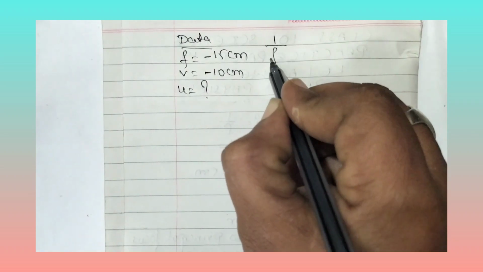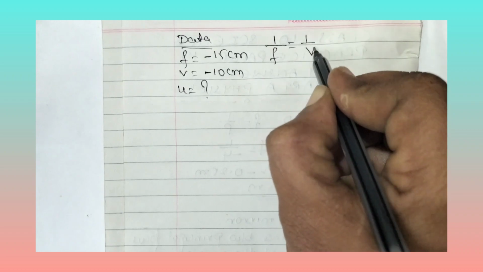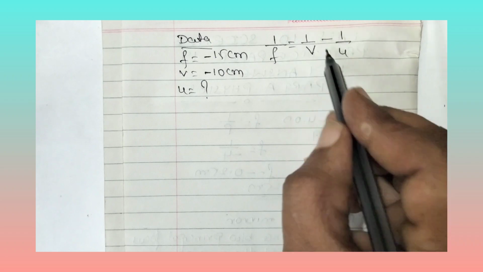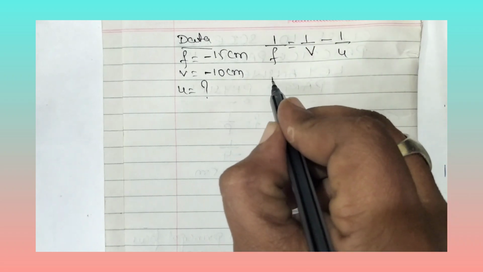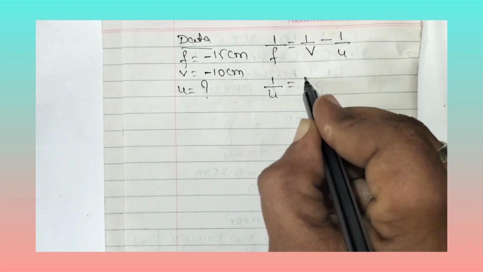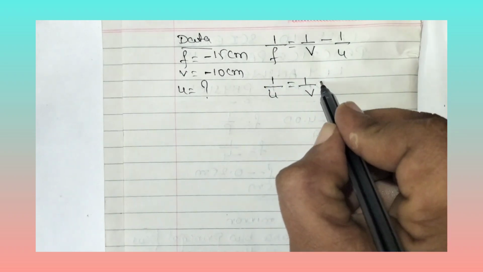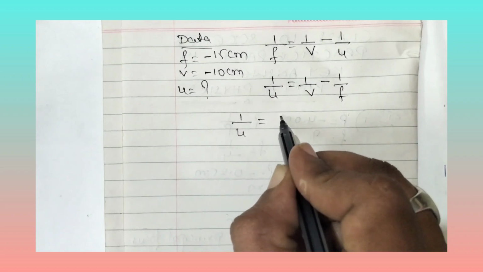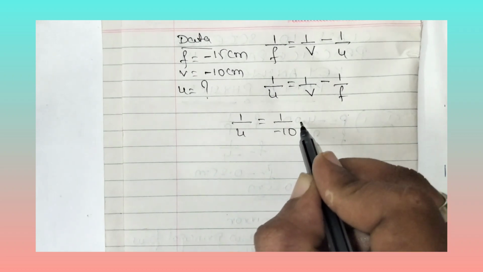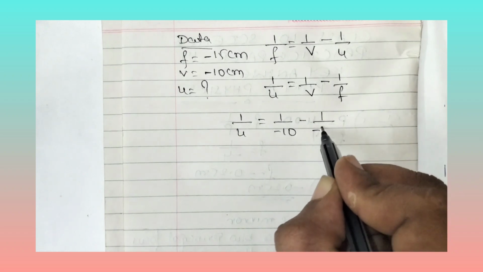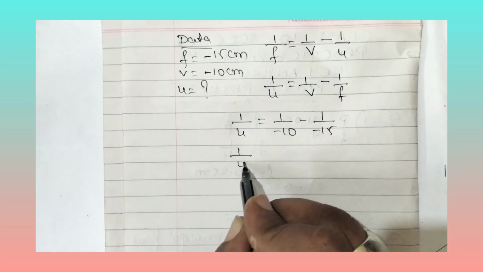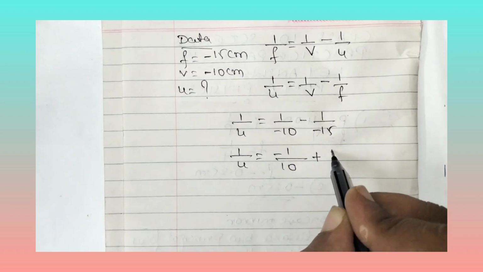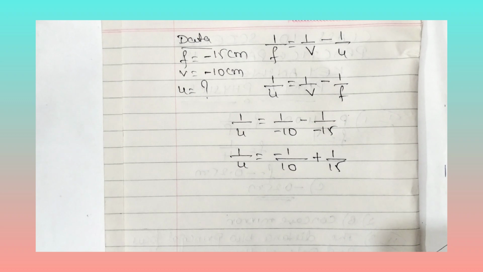So what is the lens formula? 1 over f is equal to 1 over v minus 1 over u. So we want 1 over u. So you shift this side. Minus 1 over u becomes plus 1 over u is equal to 1 by v plus 1 over f becomes minus 1 over f. So 1 over u is equal to 1 over v, minus 10, minus 1 over f, minus 15. So 1 over u is equal to minus 1 by 10, minus by minus is plus 1 by 15.